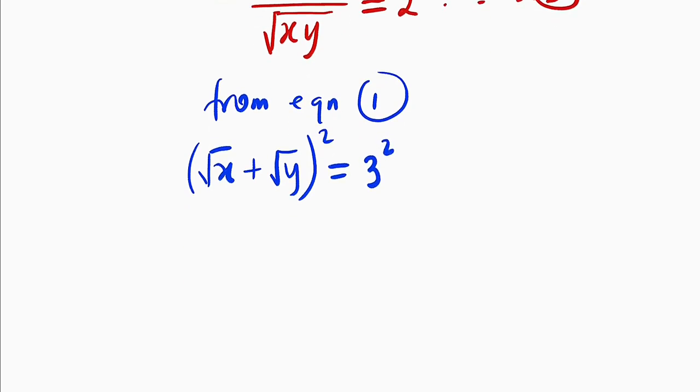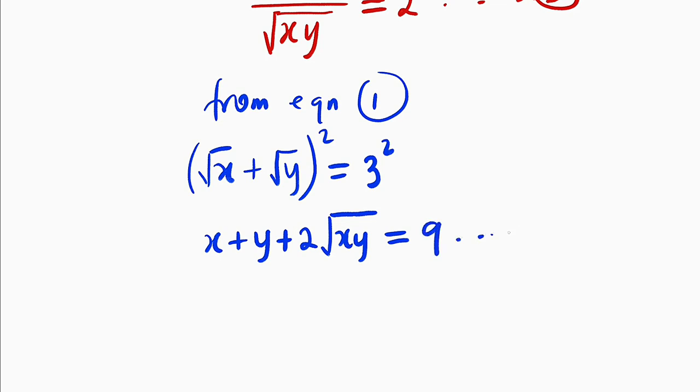Let us expand the left hand side. We take the first term and square that. That will give us x, plus we square the second term, we have y. Then we add 2 multiplied by the first term multiplied by the second term, and that will give us 2 root of xy. And to the right hand side we have 9. All right, this is another equation. Let me call it equation 3.